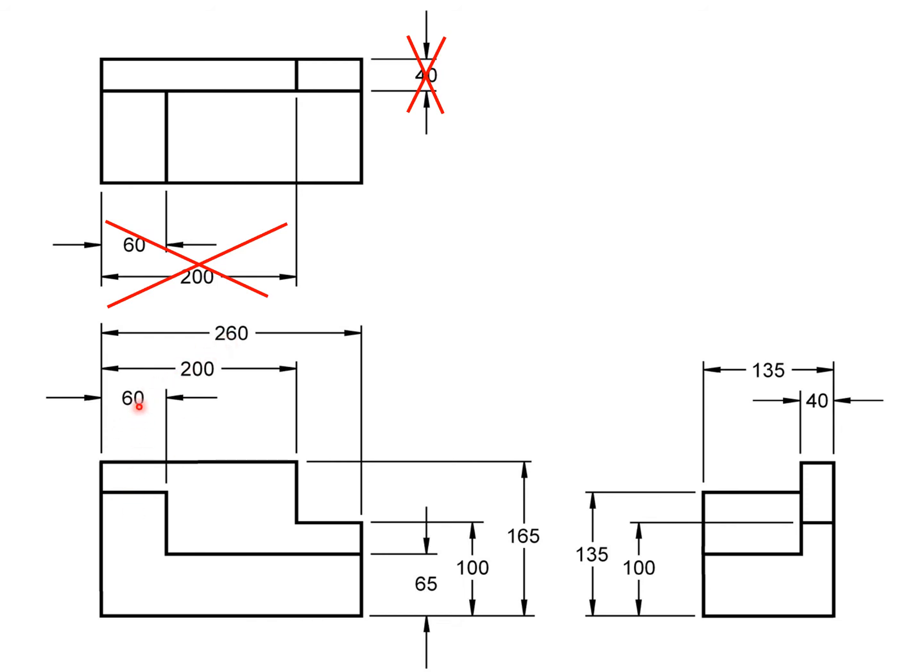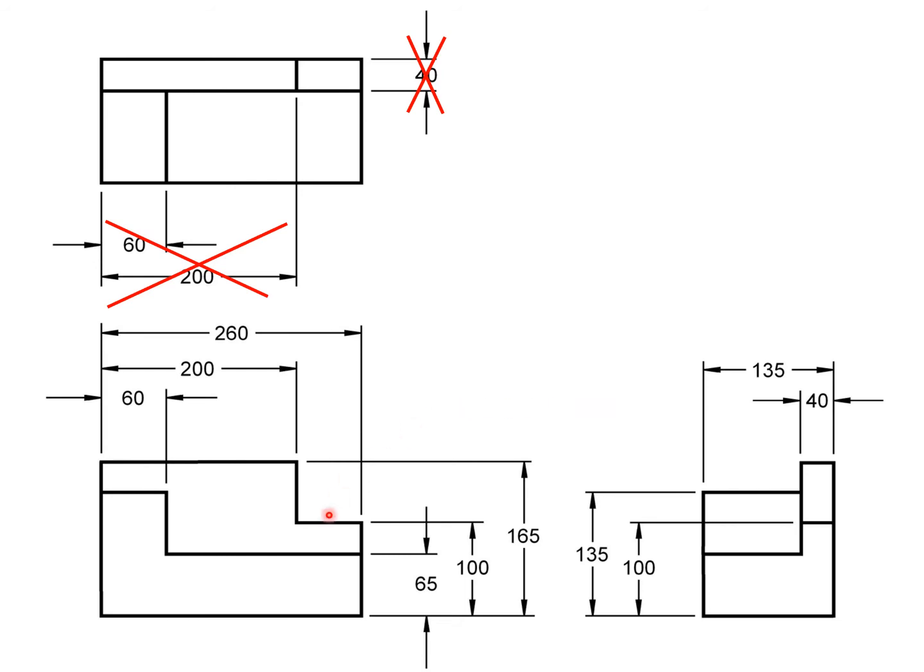And also notice the spacing between the 60 and the object. The first dimension is about 2 text heights away from the object. And then from there on, you'll have 1 text height in between the dimensions. Okay, now let's move on to the next slide.